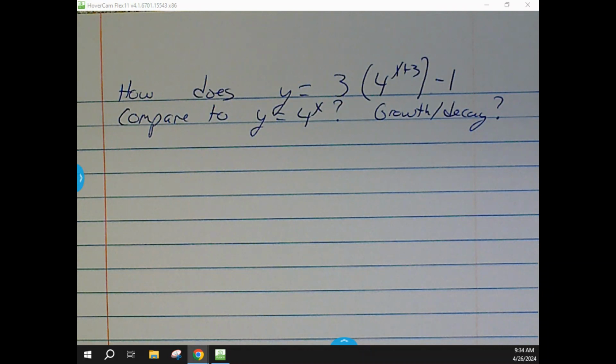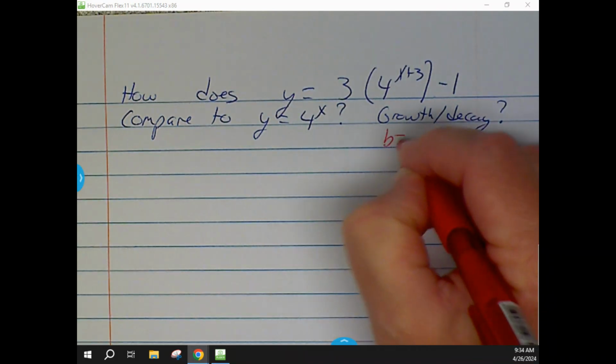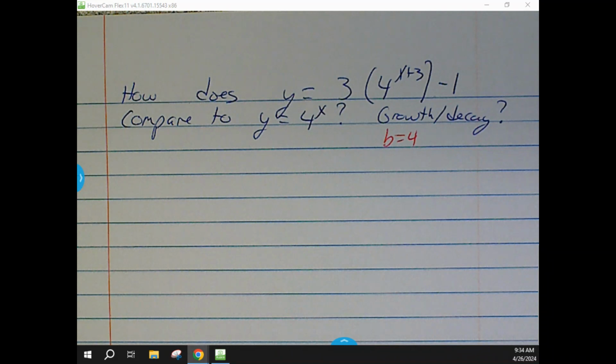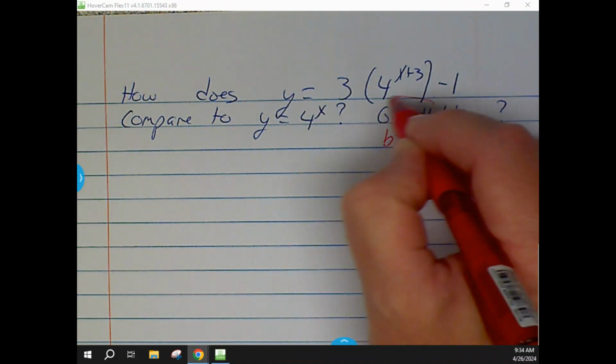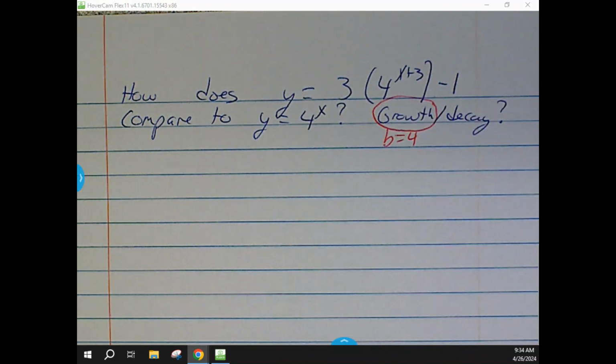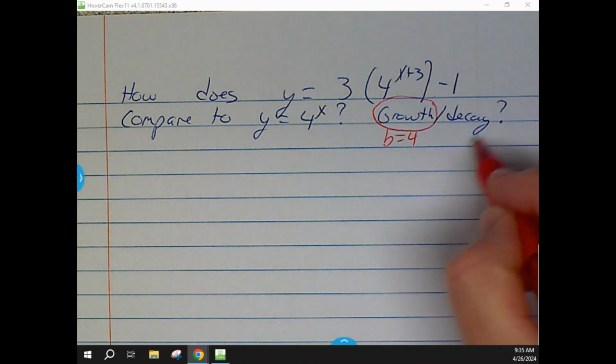Okay, so let's get the easy question out of the way first. Growth or decay? Base is 4, right? Bigger than 1? Yeah. Got to be growth. If the base is less than 1, then it's decay.